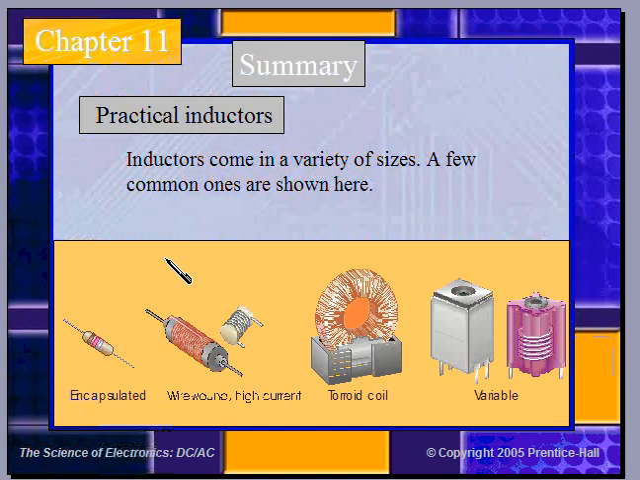Here is a picture of some practical inductors. You might want to look in your book and take a look at them, as it'll be a much bigger picture.